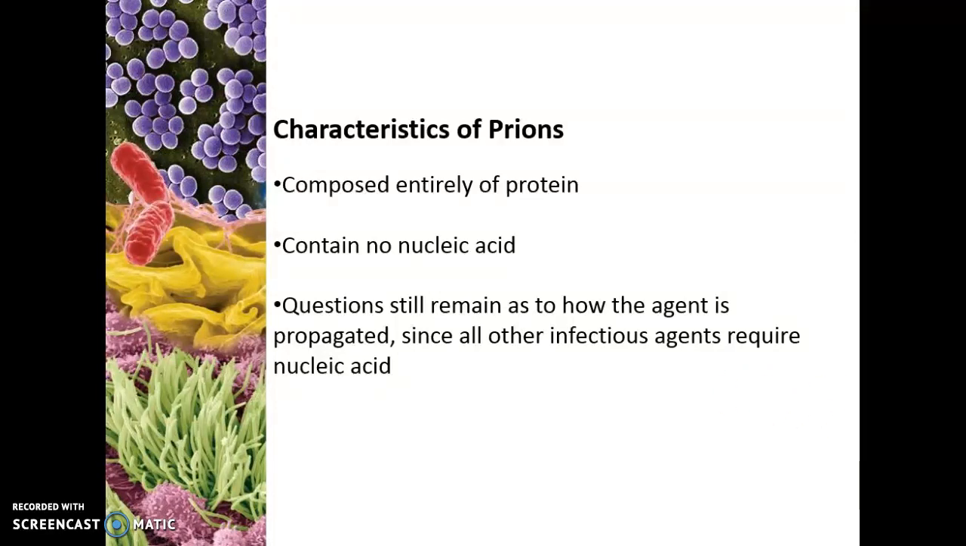And prions are interesting molecules. They are composed completely of protein. That's it. They don't have carbohydrates with them. They have no nucleic acid. So you might wonder, how is it propagated? How is it multiplied? And there's still questions that remain.